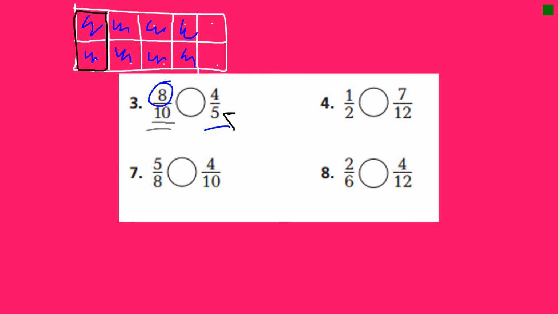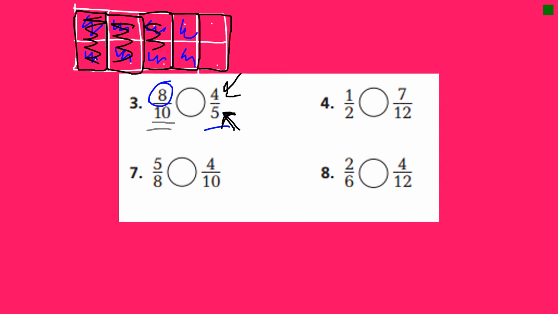So 1 piece, remember I'm trying to make 5. 2 pieces, 3 pieces, 4 pieces, 5 pieces. So now I've made bigger pieces, but I don't have as many. I have 5 pieces, but the pieces are a greater size. Let's shade 4 of those greater size pieces. 1, 2, 3, 4. So 8/10 is equivalent to 4/5.